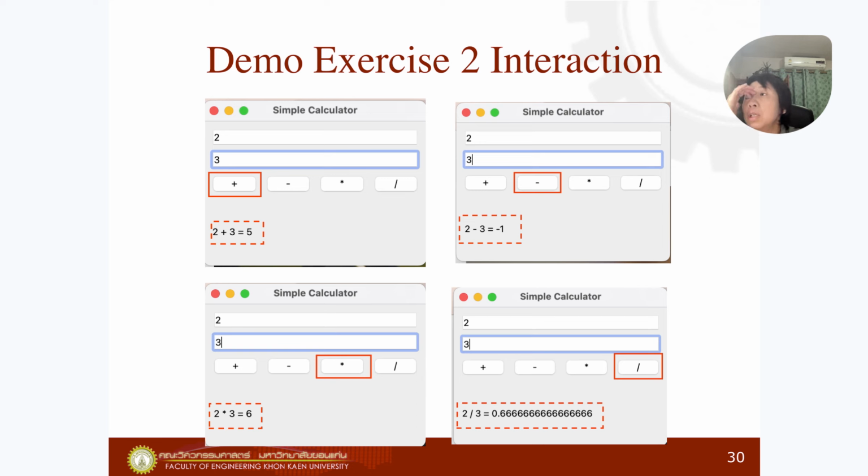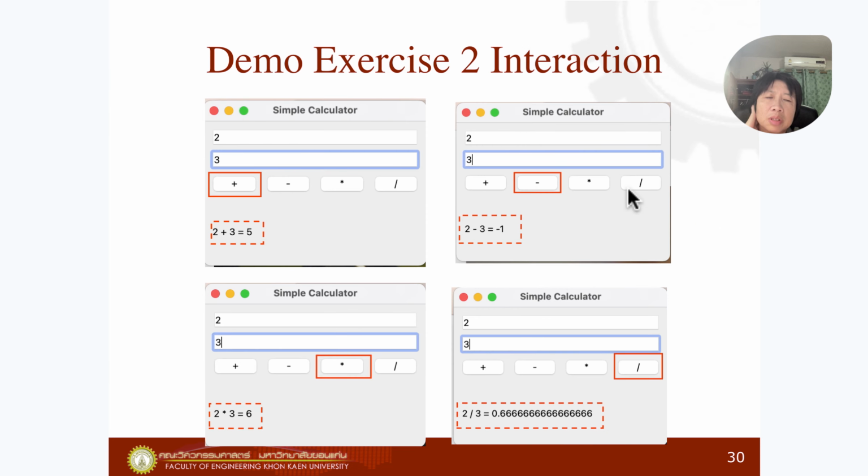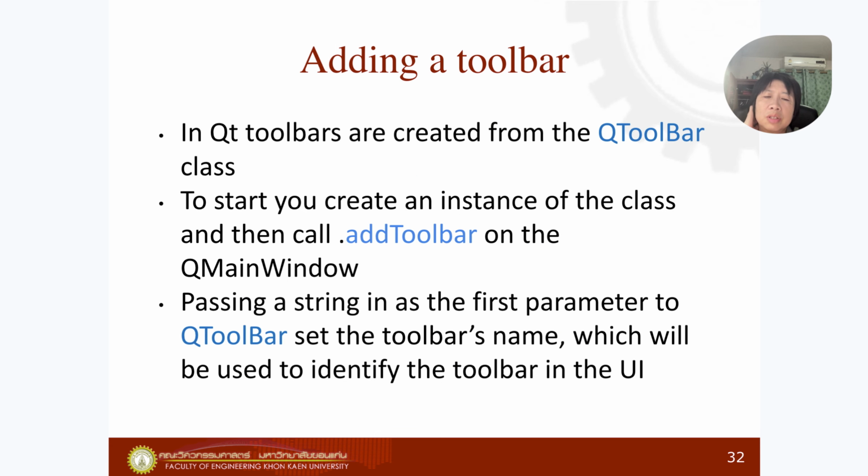But here if we change to click the QPushButton subtract, then it will become 2 subtract 3 is minus 1. And if we press multiply, it will be 6. And if we press divide button, we'll get 2 divided by 3, which is 0.6666. And you may want to try to do it by yourself first before you look at the solution. And now after you try to do it, let's look at the solution.